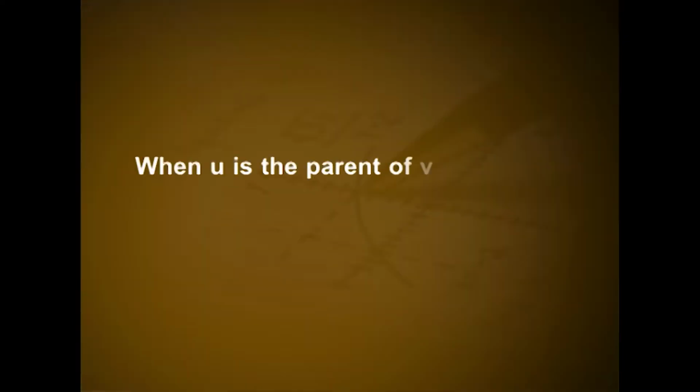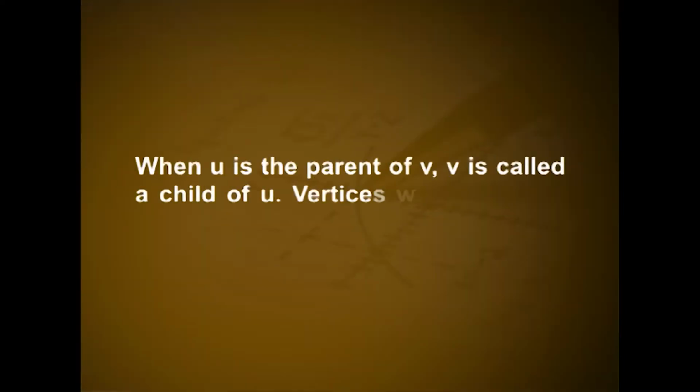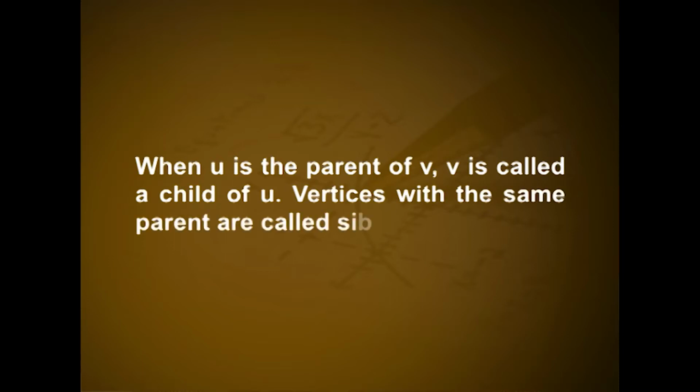Suppose that T is a rooted tree. If V is a vertex in T other than the root, the parent of V is the unique vertex U such that there is a directed edge from U to V. When U is the parent of V, V is called a child of U. Vertices with the same parent are called siblings. The ancestors of a vertex other than the root are the vertices in the path from the root to this vertex, excluding the vertex itself and including the root. The descendants of a vertex V are those vertices that have V as an ancestor.